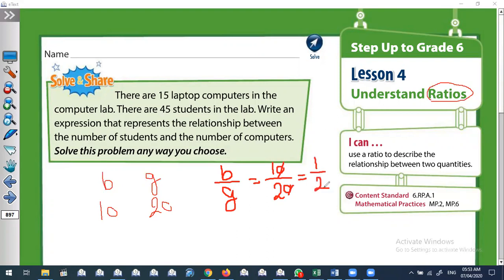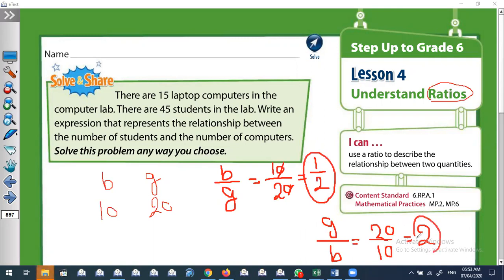Someone said we have another way, which is we are going to find girls over boys. No problem. It's a way also. Girls are 20. Boys are 10. Simplify, it will be 2. Both of the two ways are right. And this is called ratio. And also this is called ratio.